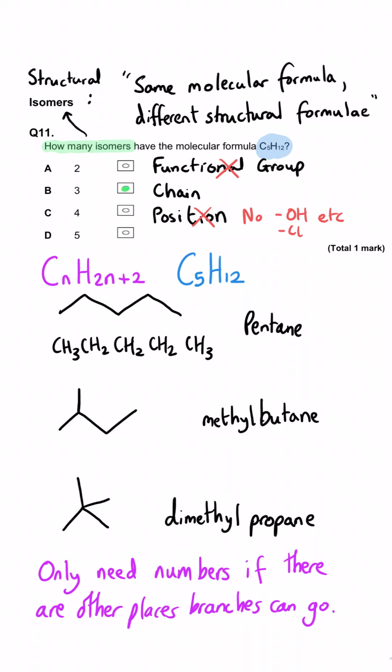And so we've run out of potential isomers now. I've drawn 3. That means the correct answer is B. There are 3 isomers of C5H12.